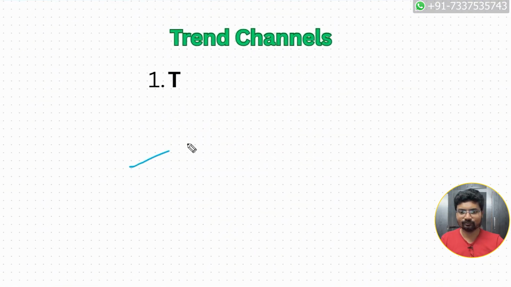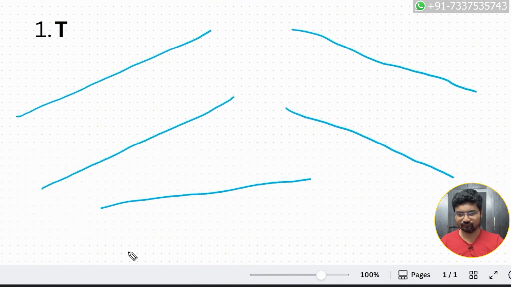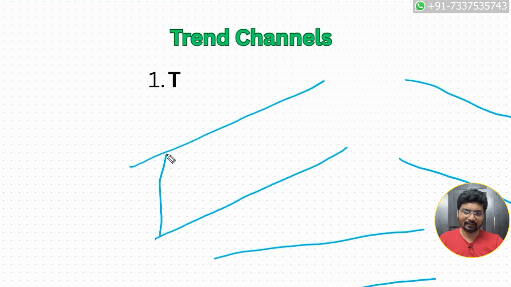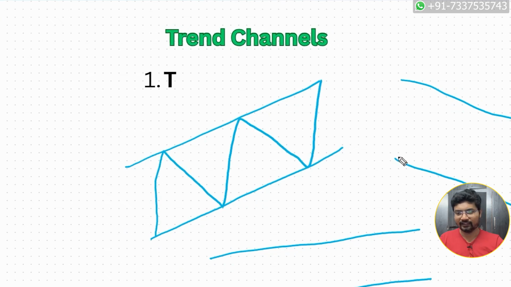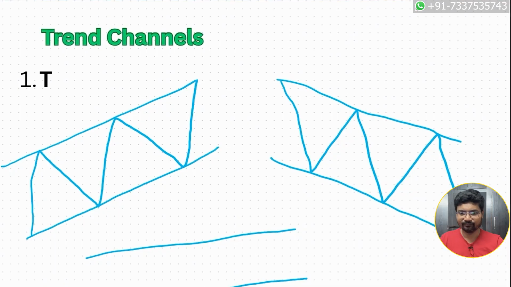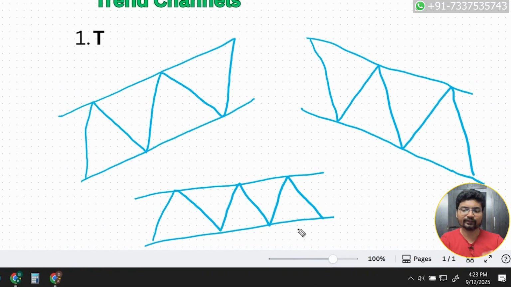Trend channel means price trades in a channel, whether it's this kind of channel, or this kind of channel, or this kind of channel. These are the three trend channels, and I'll explain what they are. This is a bullish trend channel, price moves in this manner. This is a bearish trend channel, price moves in this manner. And this is a sideways trend channel, price moves in a sideways manner. And in each of these cases, where should you take the trade?